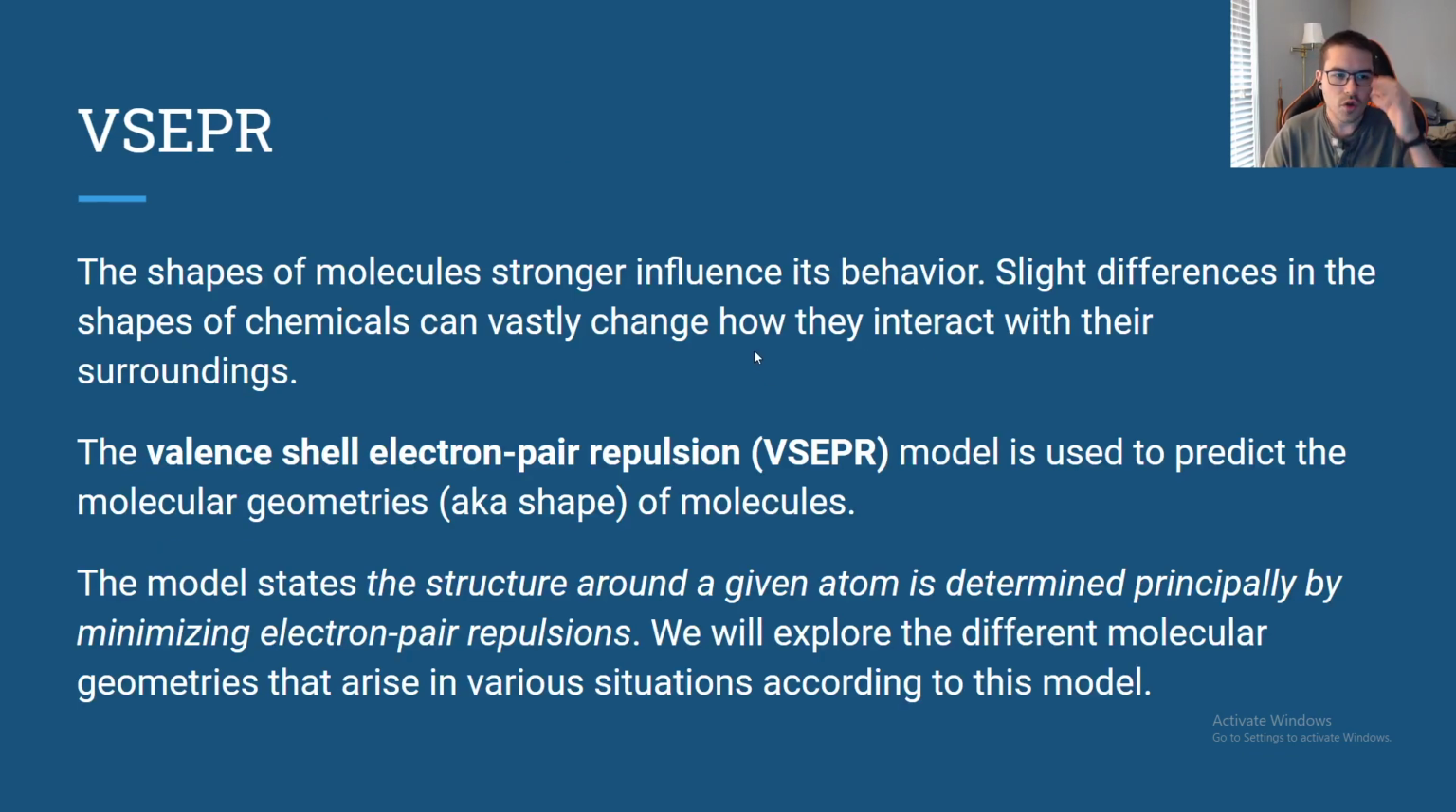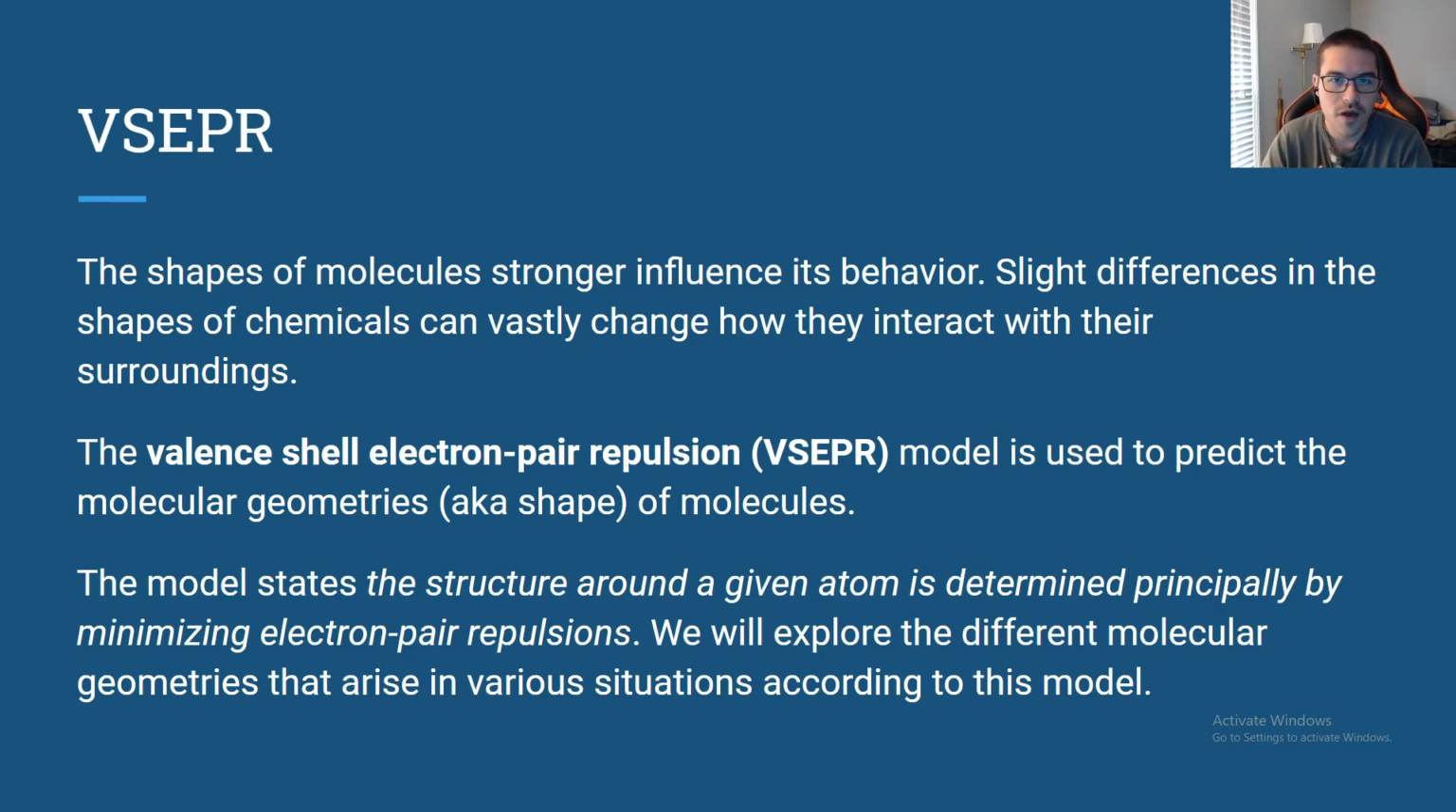So, what is VSEPR? Okay. Well, VSEPR is a theory or a model that is used to predict the shapes of molecules. Okay. So the shapes of molecules strongly influence their behaviors. Slight differences in the shapes of chemicals can vastly change how they interact with their surroundings, okay? So like in your body, it's really the shapes of chemicals that determine how things behave.